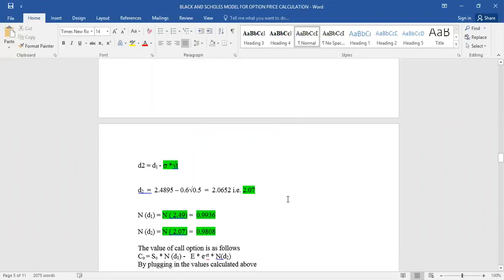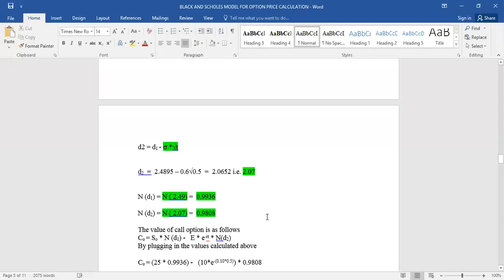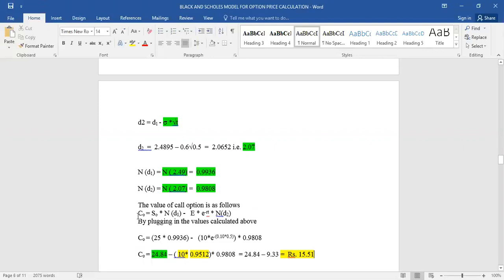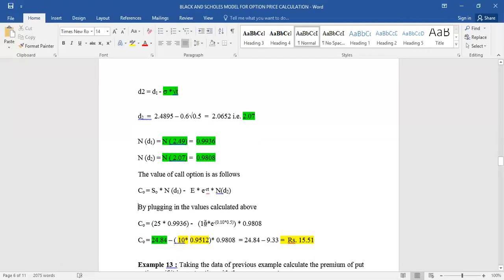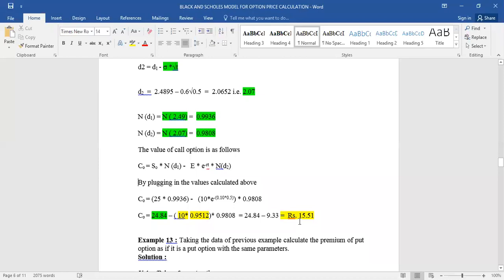Now what to do with D1 and D2? D1 is 2.49, D2 is 2.07. We refer to the area under normal curve table. Corresponding values were 0.9936 and 0.9808. So that is the value for N(D1) and N(D2). Then we apply the formula for calculating premium of call option. C0 is equal to this value. By plugging in the values, we calculate premium of call option 15.51. So note down the premium of call option is 15.51.